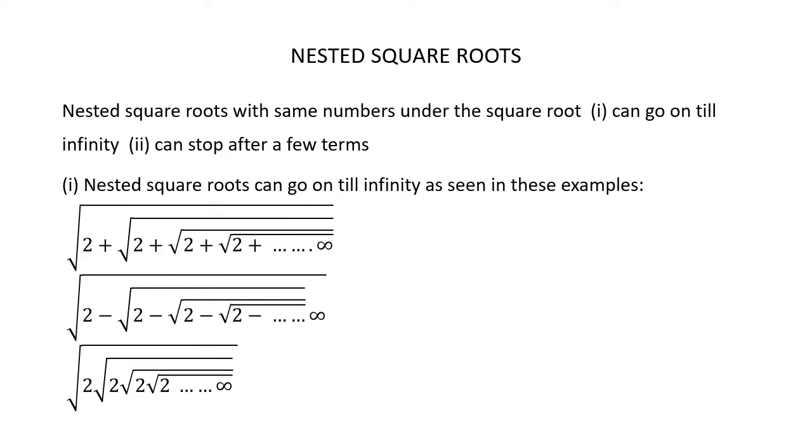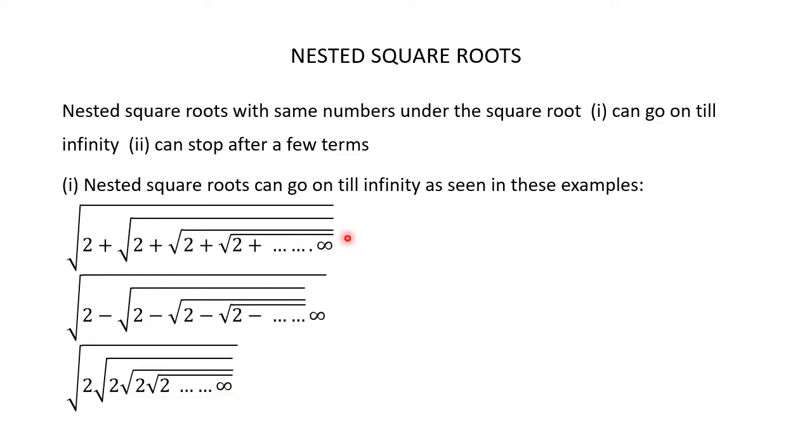Square root of 2 plus square root of 2 plus square root of 2 plus square root of 2 and so on till infinity. Another example is root 2 minus root 2 minus root 2 minus root 2 and so on till infinity. One more example is root 2 multiplied by root 2 multiplied by root 2 multiplied by root 2 and so on till infinity.